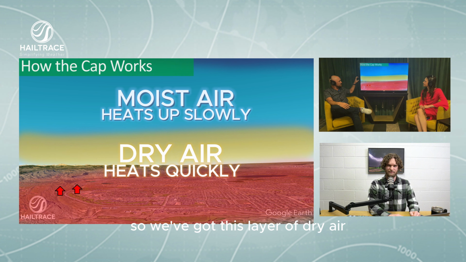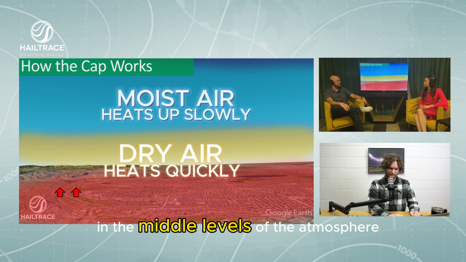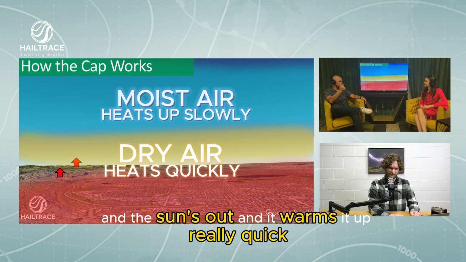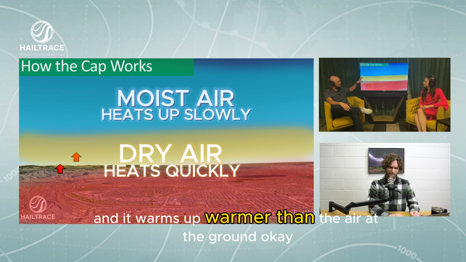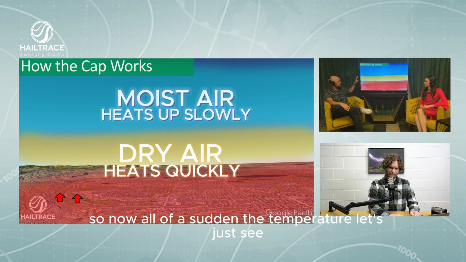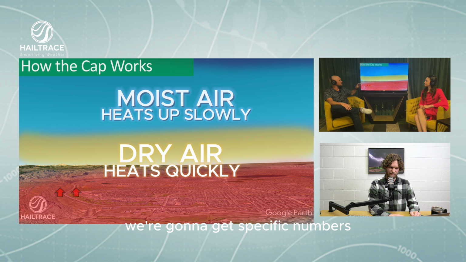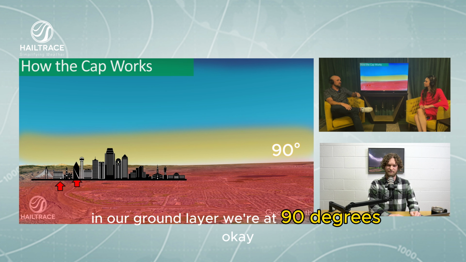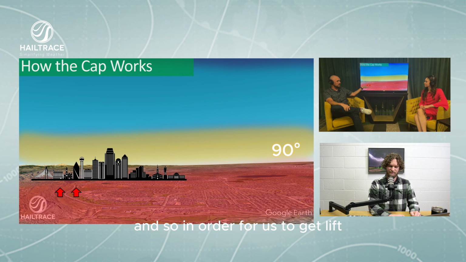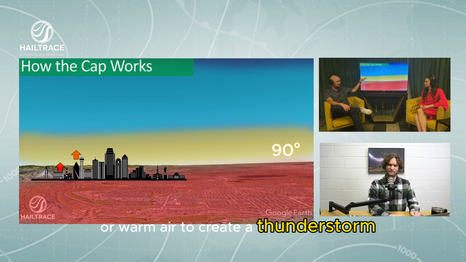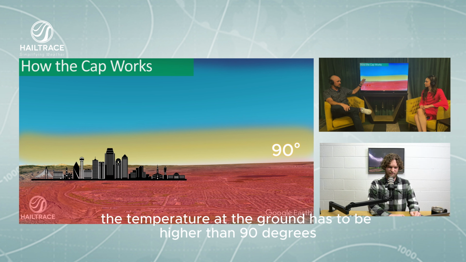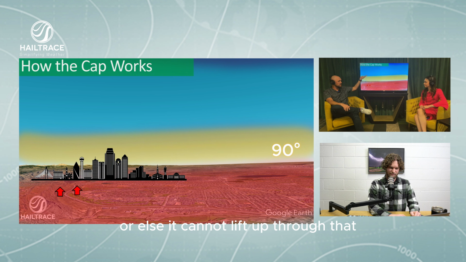So we've got this layer of dry air in the middle levels of the atmosphere, and the sun's out, and it warms it up really quick. It warms up warmer than the air at the ground. Let's give specific numbers to help people understand this. In our brown layer, we're at 90 degrees. In order for us to get lift, or warm air to create a thunderstorm, the temperature at the ground has to be higher than 90 degrees or else it cannot lift up through that warm, dry layer. And that's what we call the cap.